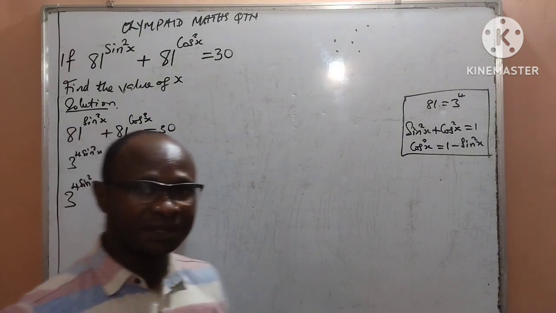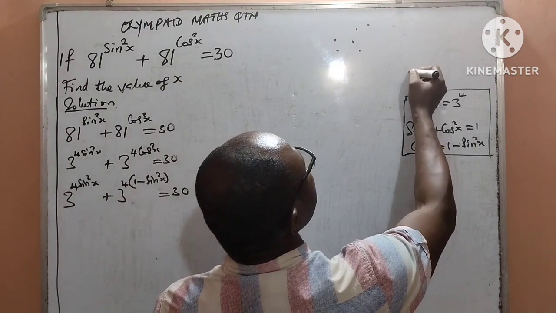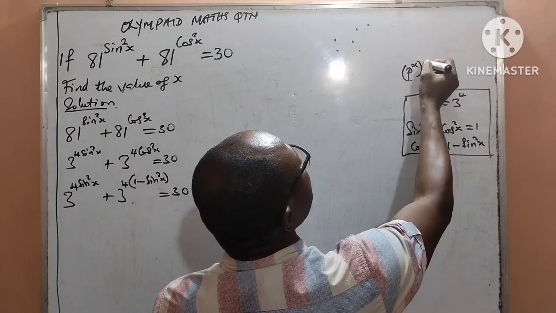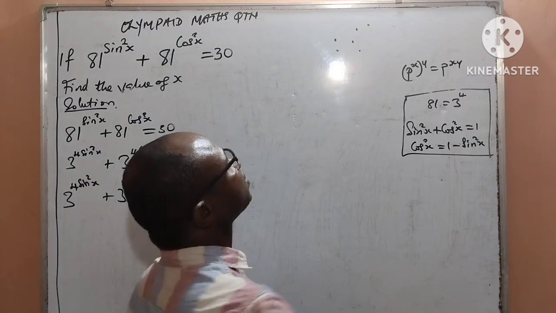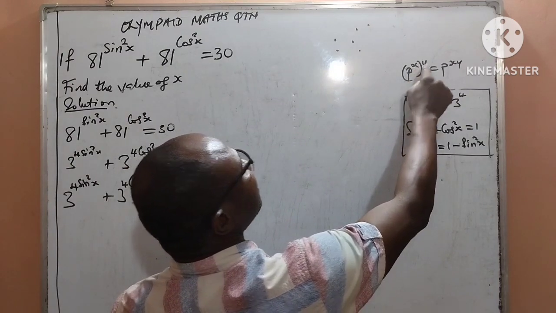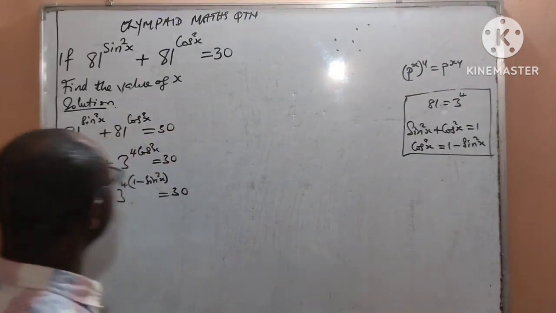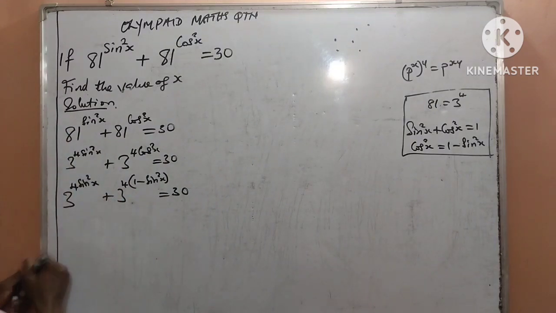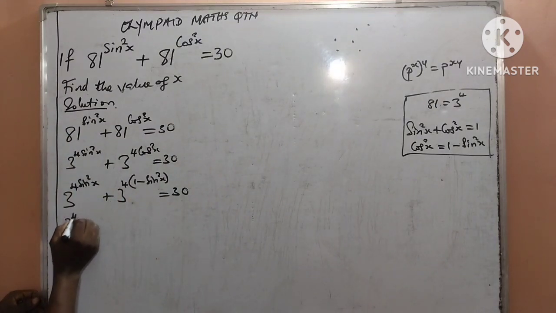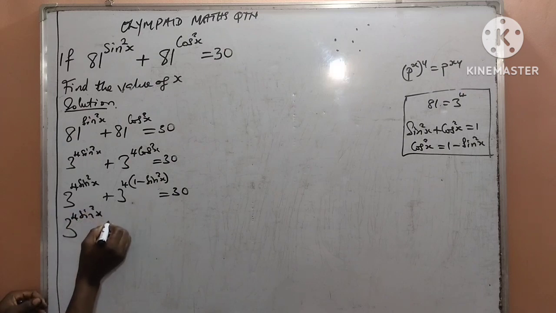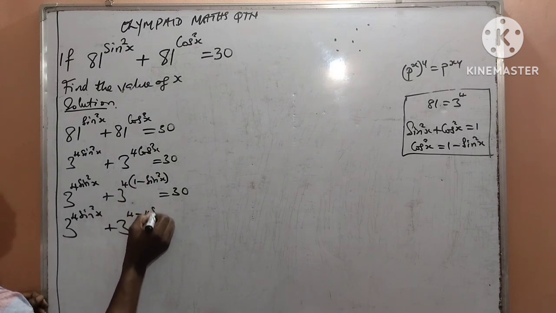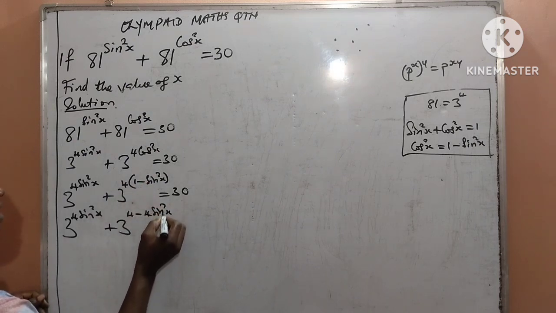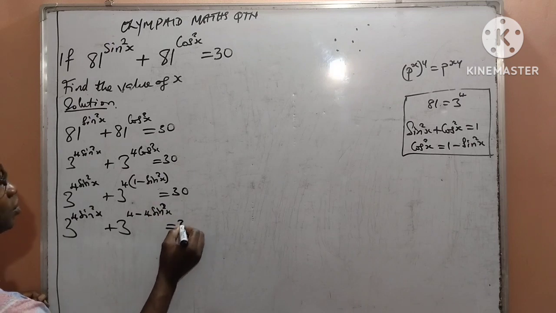I will apply the indices law that says that p raised to the power x, all to the power of y, is equal to p raised to the power xy. That means the power inside the bracket will multiply with the one outside. Therefore, I am going to apply it here to have 3 raised to the power 4 sine square x, then plus 3 raised to the power 4, that is 4 times 1, minus 4 sine square x, is equal to 30.